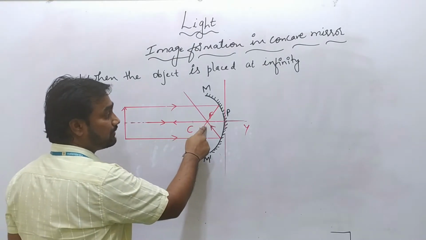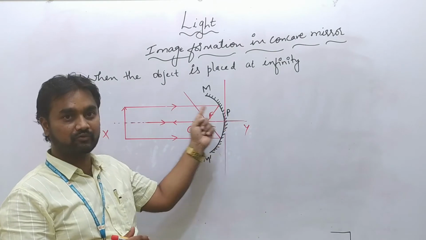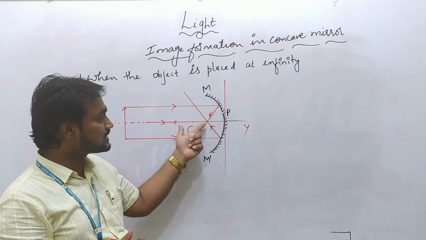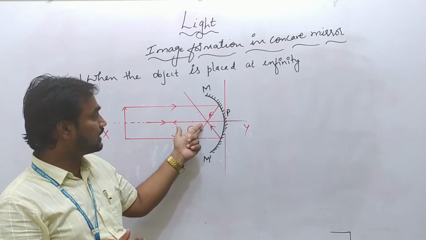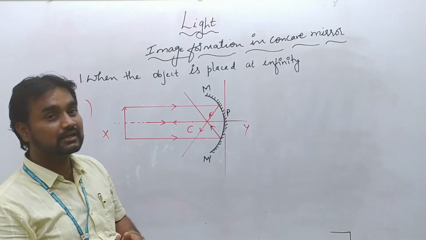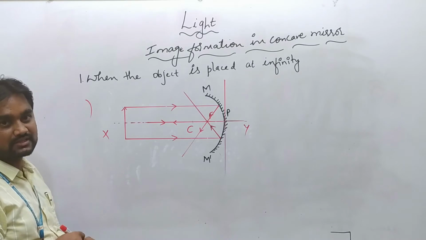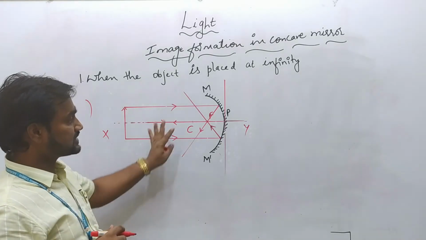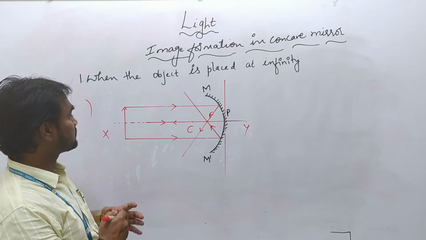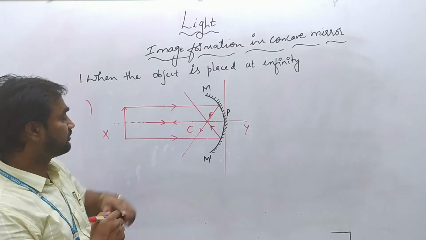So here the image formed is point size. Whenever the rays are parallel to the principal axis, all the rays are reflected and they are meeting at one point, that is principal focus, and the image formed is point size here. So this is the ray diagram. You could see here we have drawn the image, and all the rays are parallel and the object is placed at infinity.